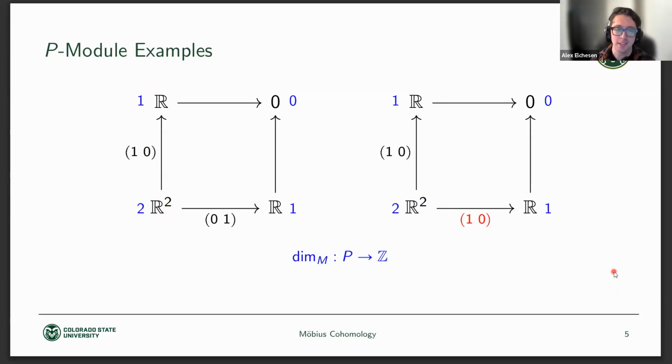Okay. And both of these have a dimension function. Just take the dimension of each of those vector spaces. We get the blue function, which is exactly the same function we saw before. And so I can Möbius invert the dimension function, and we get the red numbers that we saw before.